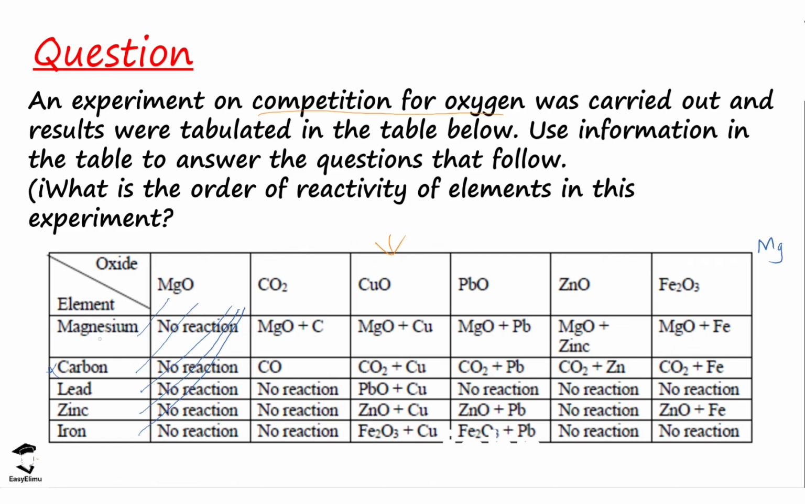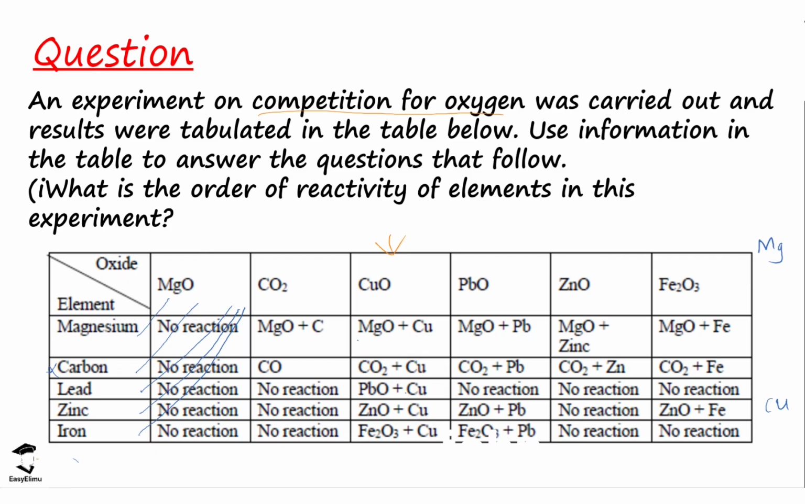Next, magnesium can react with copper oxide to form magnesium oxide and copper. Lead can react with copper oxide to form lead oxide and copper, and zinc can react with copper oxide, and iron can react with copper oxide. This tells you that lead, zinc, iron, and magnesium are all above copper. So let's put them above. Copper is below. So let's identify how they are now arranged.